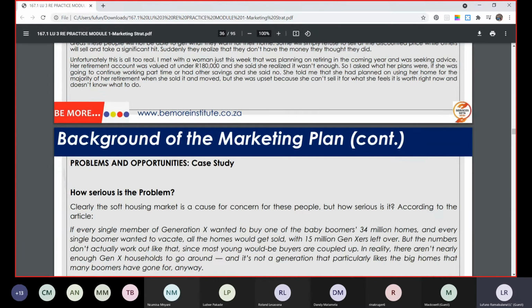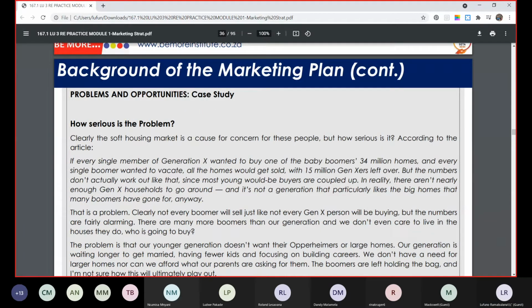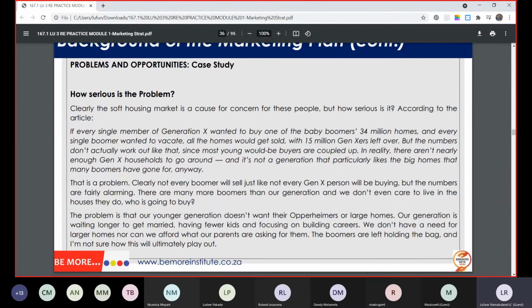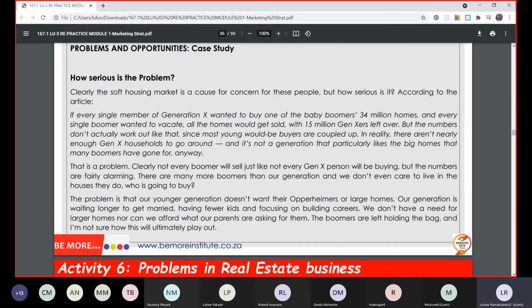The problems and opportunity based on the case study. Clearly, the soft housing market is a cause of concern for those people. But how serious is it?